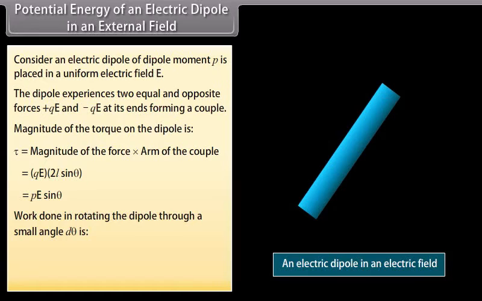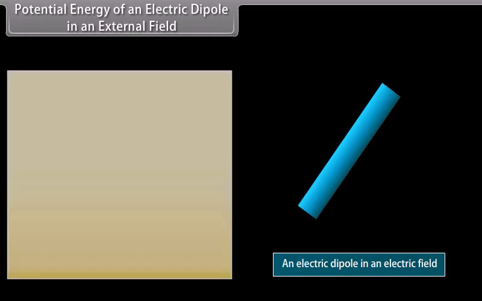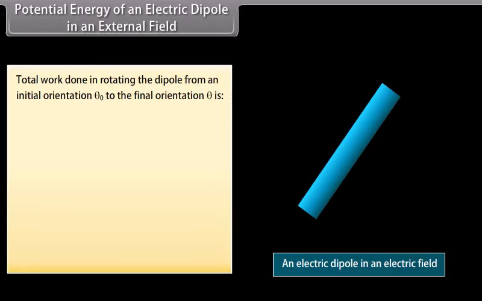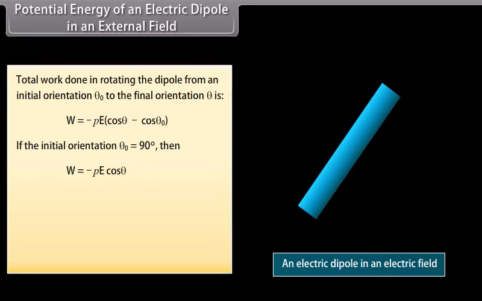Work done in rotating the dipole through a small angle d theta is equal to tau d theta, which is equal to PE sin theta d theta. Total work done in rotating the dipole from an initial orientation theta naught to the final orientation theta is W equals minus PE times cos theta minus cos theta naught. If the initial orientation theta naught is equal to 90 degrees, then W is equal to minus PE cos theta.